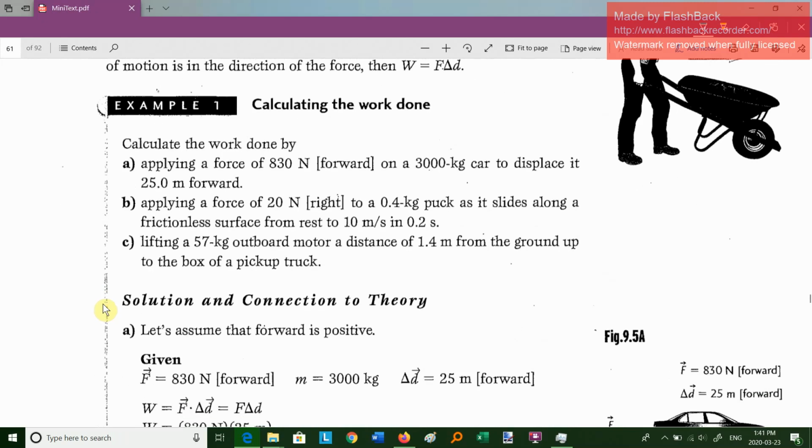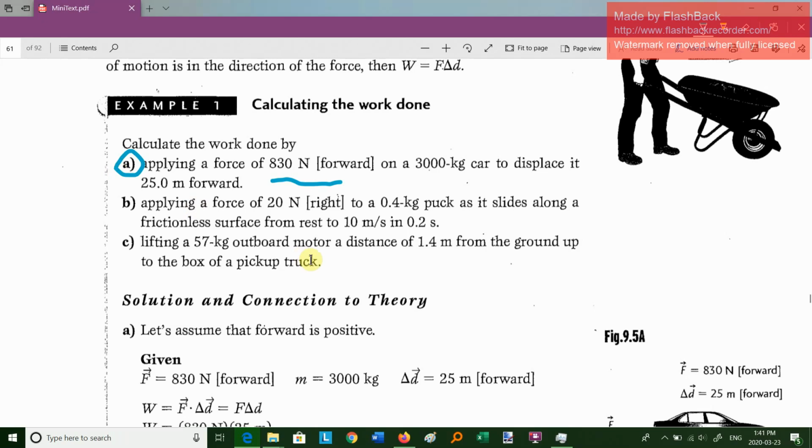Okay, so let's try some examples here. Let me get my calculator. Okay, calculator on. Calculate the work done by applying a force of 830 newtons forward on a 3,000 kilogram car to displace it 25 meters forward. Okay, so everyone sees this example here that I'm looking at. Give it a little circle.